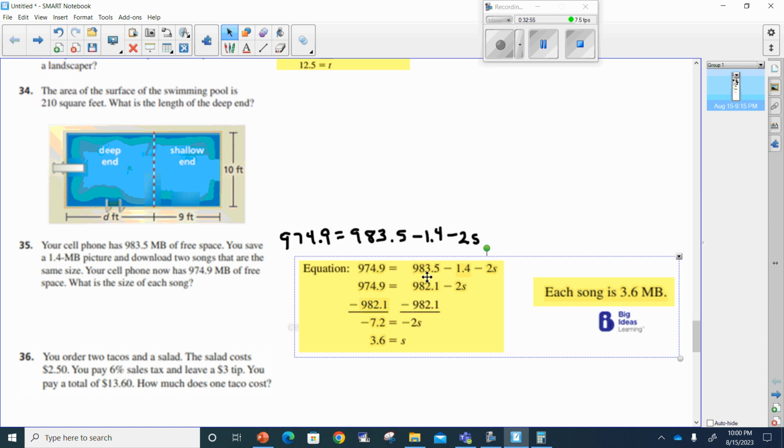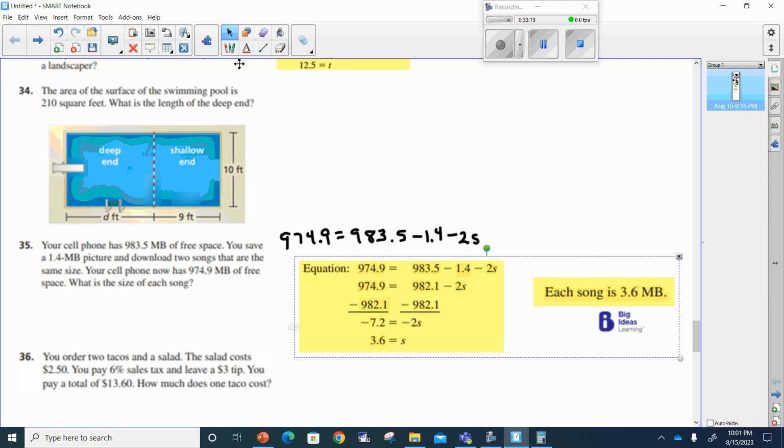974.9 equals 983.5 minus 1.4 minus 2s. Good. We combine like terms. 983.5 minus 1.4 will equal 982.1, and then negative 2s comes down. We're going to combine like terms on each side, so we're going to subtract 982 from each side, leaving us with negative 7.2 equals negative 2s.